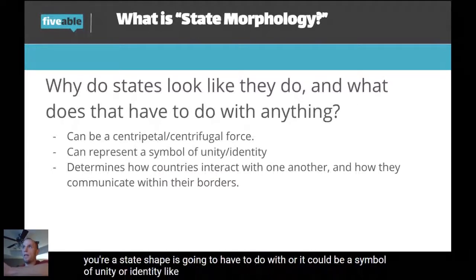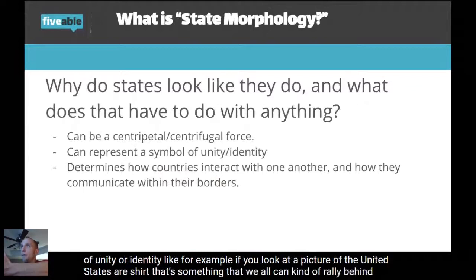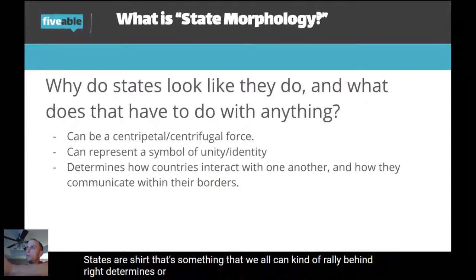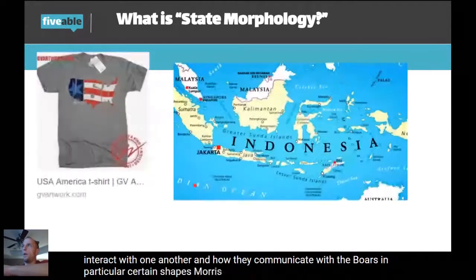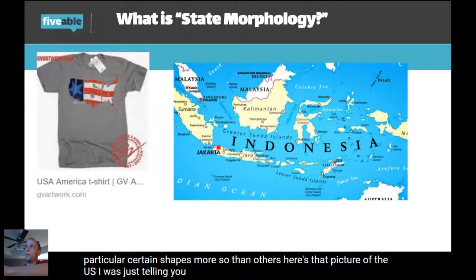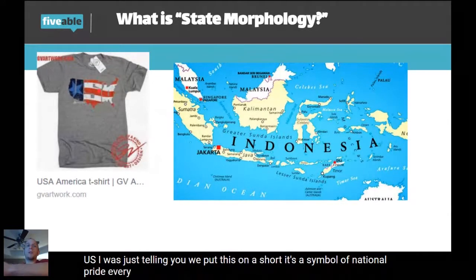Maybe your state shape could be a symbol of unity or identity. For example, if you look at a picture of the United States on a shirt, that's something that we all can kind of rally behind, right? The shape of states also determines how countries interact with one another and how they communicate across the borders, in particular certain shapes more so than others. Here's that picture of the U.S. I was just telling you about. We put this on a shirt. It's a symbol of national pride. Every geography class in the world has one of these on the back wall, right?